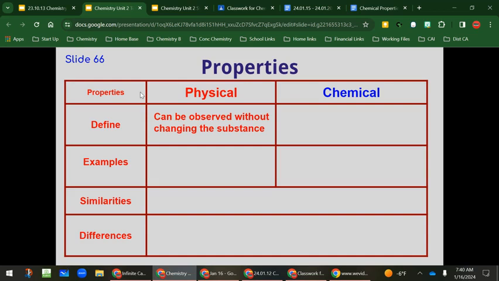When we put something on a balance, we will find its what? Mass. Does that change the substance? No. That is a physical property. The density of something, we find its mass and its volume. All physical properties. We don't change the matter when we're finding its density, its volume, or its mass. So things like boiling point and freezing point, density and mass.